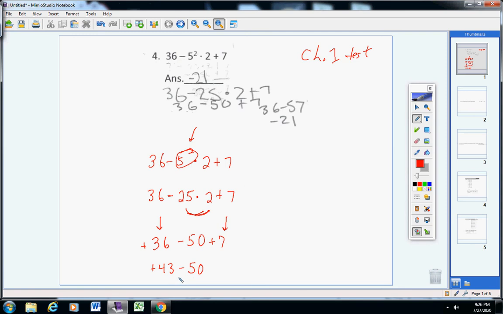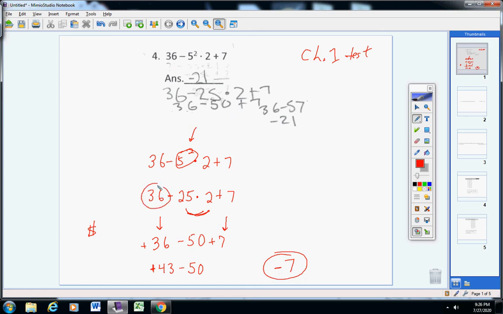And now, Lauren, let's look at these like they're money. You have $43 in your purse, and you owe me 50. So you pay off part of your debt, and you still owe 7. Okay, so -7.